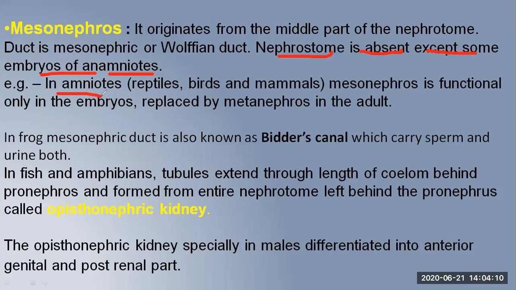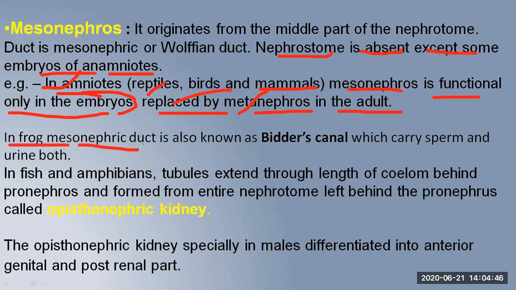An example in amniotes, not anamniotes, in amniotes like reptiles, birds and mammals, the mesonephros kidney is functional only in the embryonic stage. After that it is replaced by the metanephros in the adult. It means that when the embryo matures and converts into the adult, this kidney becomes replaced by the metanephros kidney, and metanephros is the functional vertebrate adult kidney.